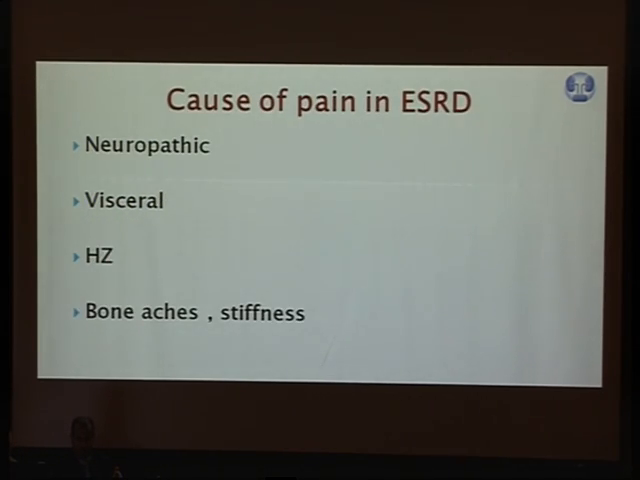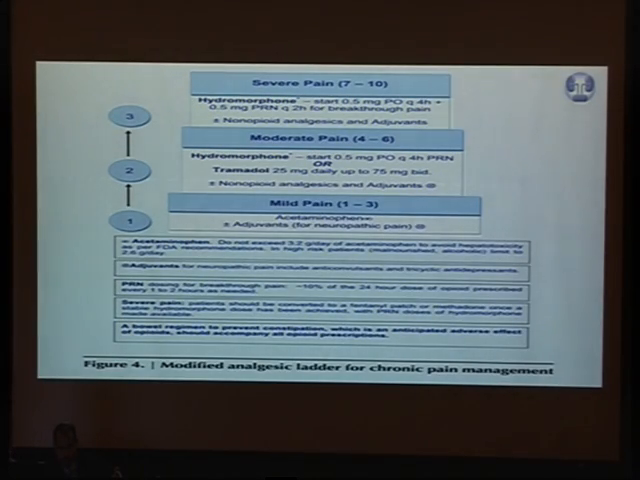Different causes of pain can be highlighted. First, neuropathic pain, visceral pain, something like herpes zoster, and surely bone aches and stiffness will contribute. There are scales proposing a treatment according to the severity of the pain, so we can review the design.